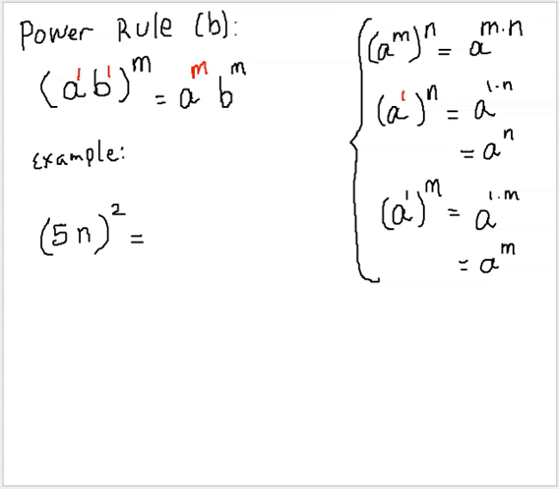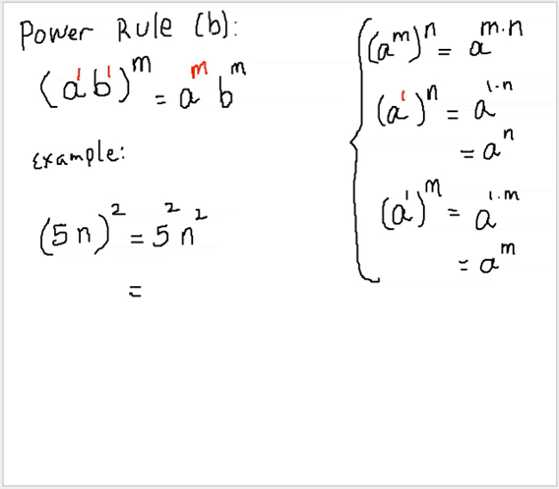Okay, put 52. I'm not sure what is with 52. And then you say no, so you want to change your answer. Oh, you mean, I'm sorry, yes, yes. You have 5 to the power of 2, exactly, times n to the power of 2. You're absolutely correct.